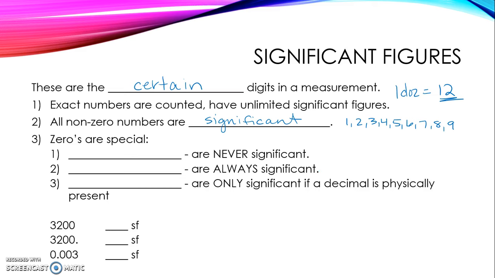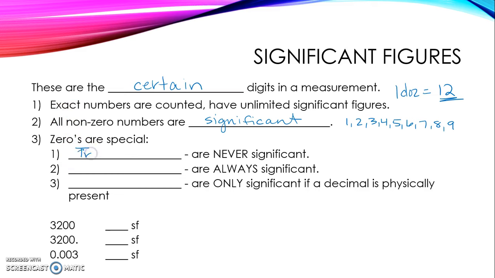Now your zeros are very, very special. We have 3 types of zeros. You have zeros that are leading, which means they're in the front. You have zeros that are trailing, which means they're in the back. And then you have zeros that are in the middle. And I call those sandwich zeros. But we can say they're in the middle. All right, so 3 different types.